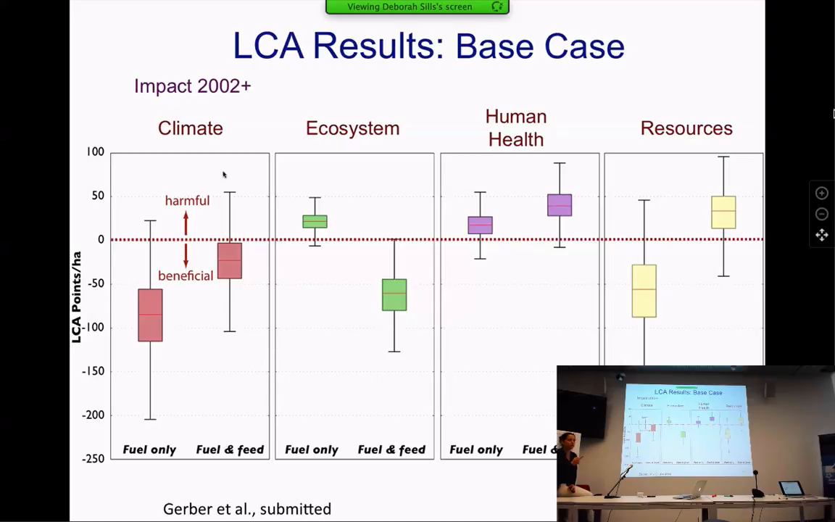I mentioned that Solana was in Hawaii. These are all marine algae, so we're not using fresh water, and we're not using arable land. You see the human health impacts that are not so good have to do with the grid. So if we had the photovoltaics, life would be good. I don't know what that says about algae, but algae is very expensive. And then the resources is the same story as the climate.